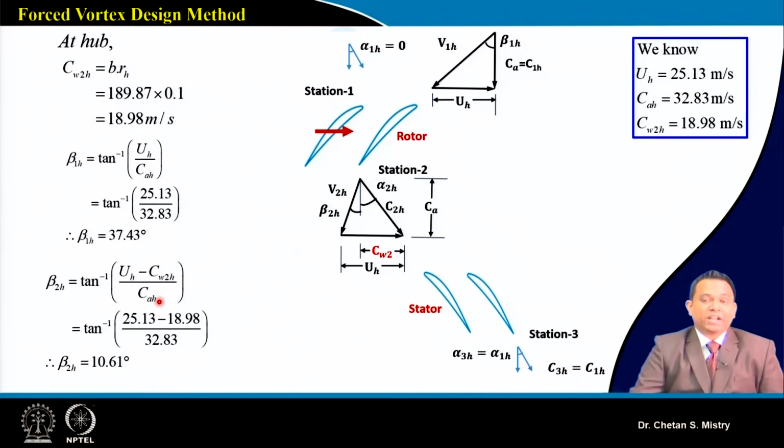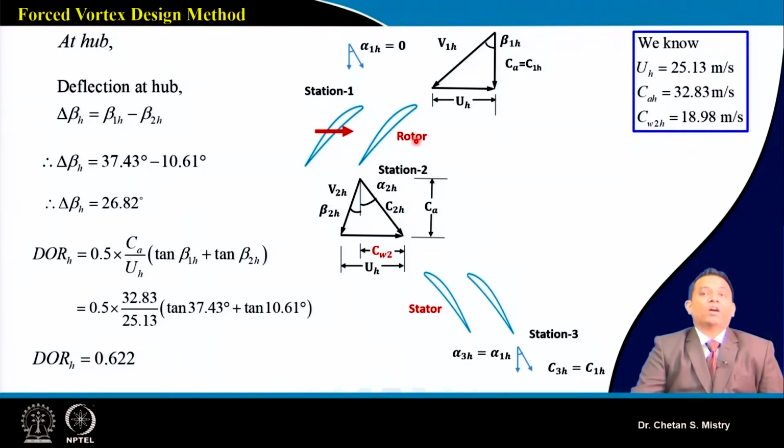Okay. Here our axial velocity is not constant. That axial velocity is reduced. It is 32.83. So do this calculation carefully. It says my beta 2 at the hub is coming 10.61. Okay. So we know our relative flow angles, relative air angles.